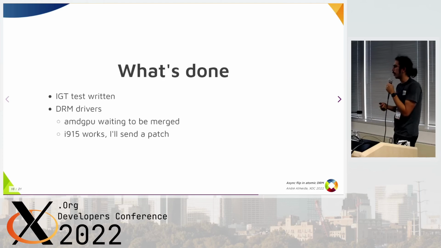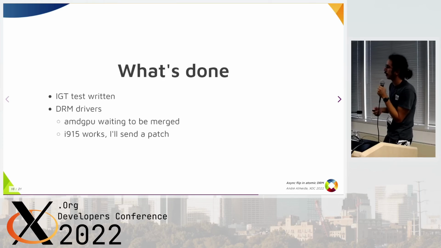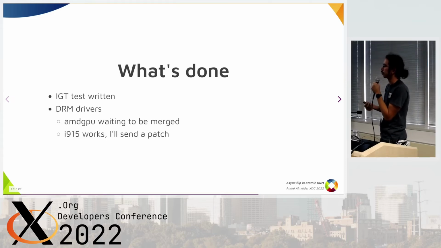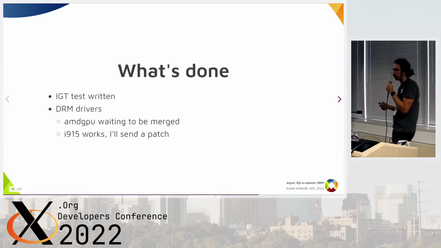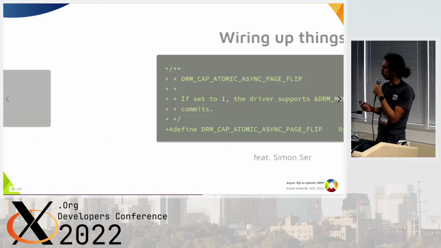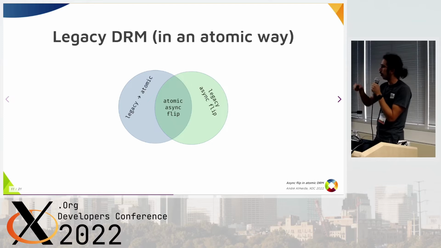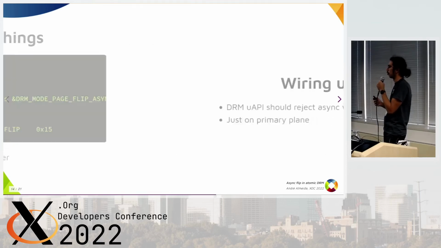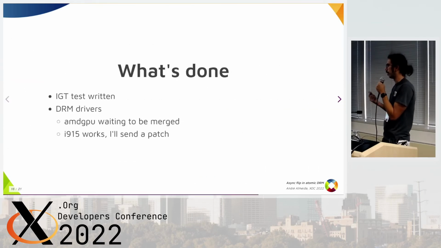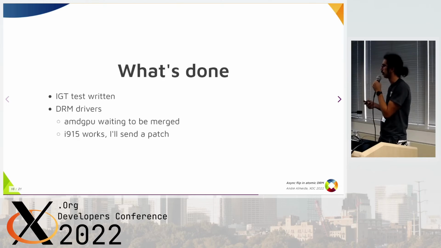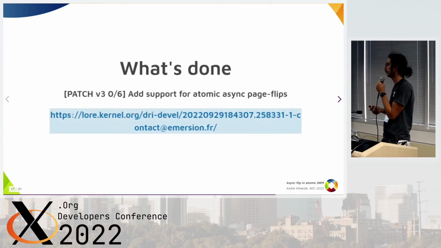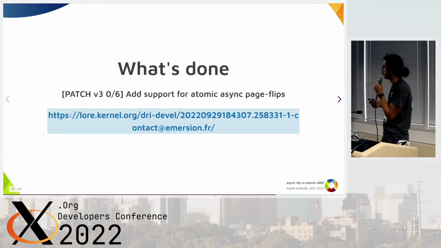And what is done: we have a basic IGT test for that, that uses the old IGT KMS sync flip. On AMD GPU, we have a patch on the mailing list waiting to be merged. The Intel driver is in the same situation that I showed before. They translate all legacy things to Atomic, and they support async flip on the legacy API. So it's kind of the same thing. I'm just trying to run more tests, but I think it should be very easy to support as well. So here is the patch that Simon sent on the mailing list, if you want to have a look.